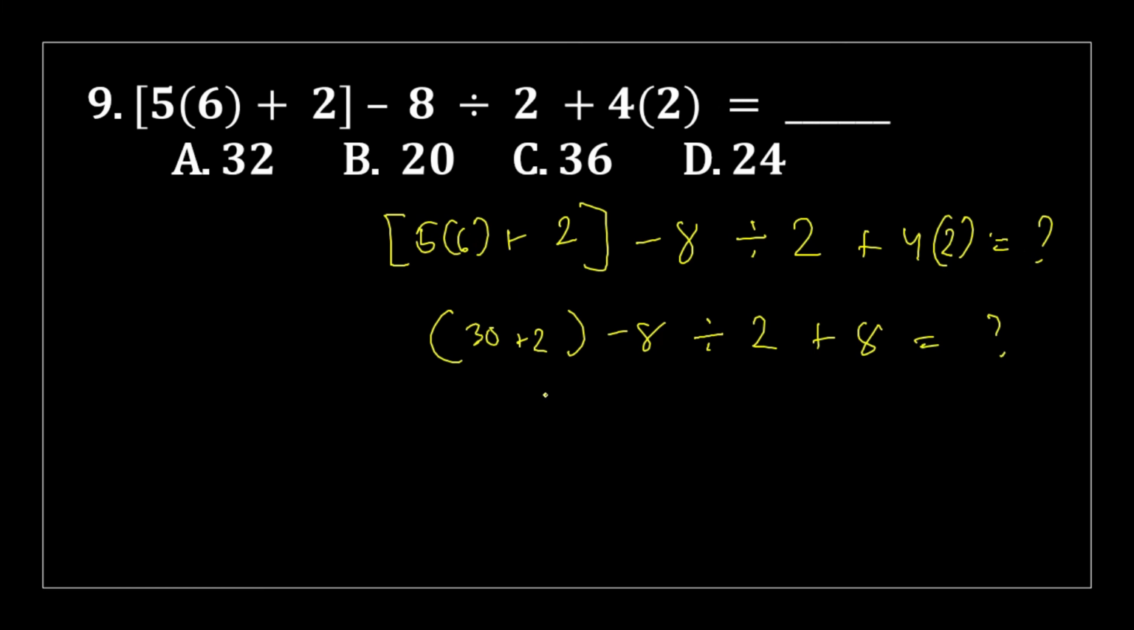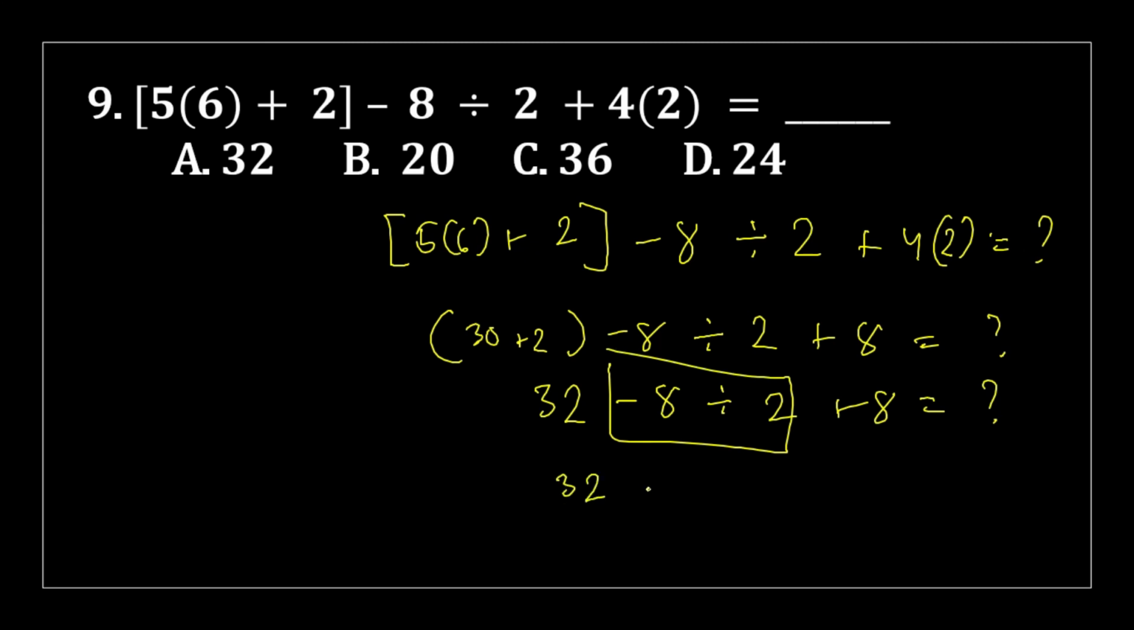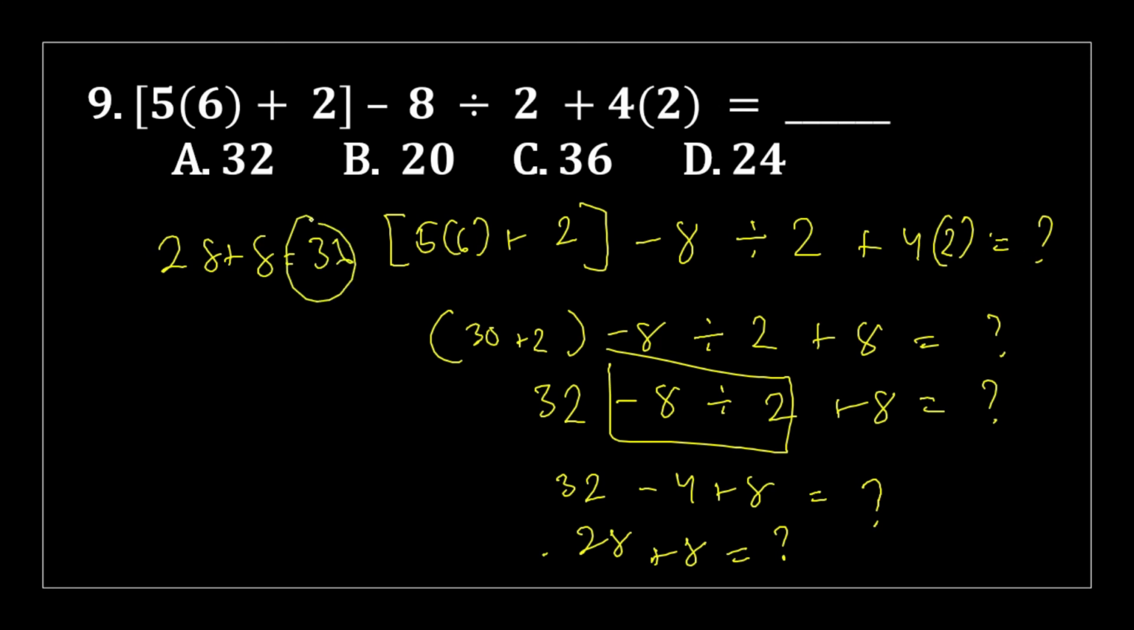So we don't know the answer yet. So this is 32 minus 8 divided by 2 plus 8 equals. So let's do this first. So let's divide them. So we have 32 minus 4 plus 8 is equal to unknown. So we have 32 minus 4 is 28 plus 8. So 28 plus 8 is equal to 36. So the answer is letter C, 36.